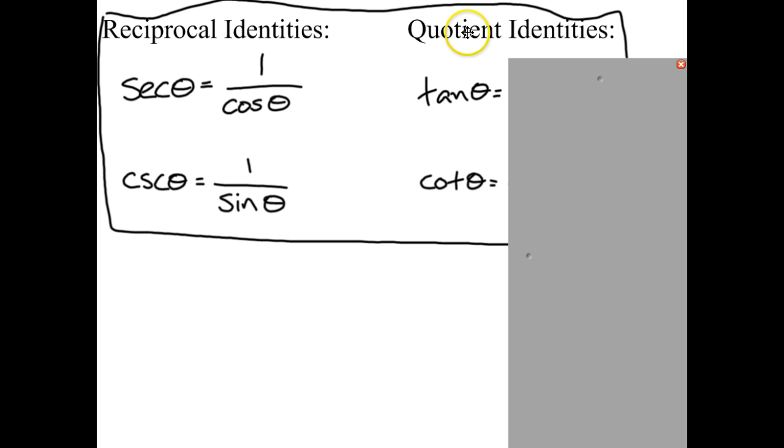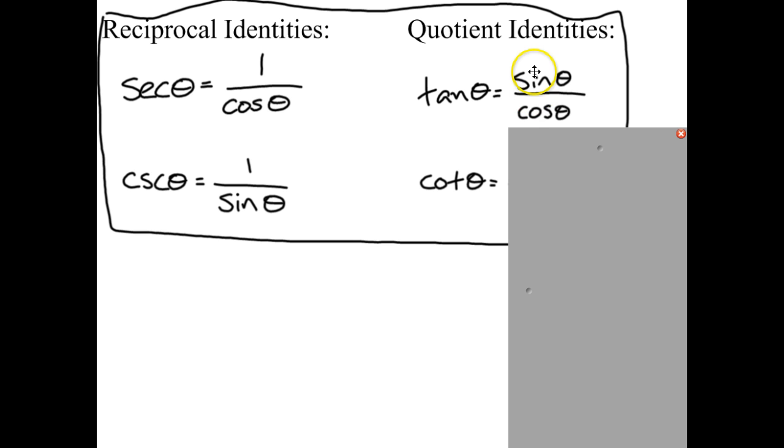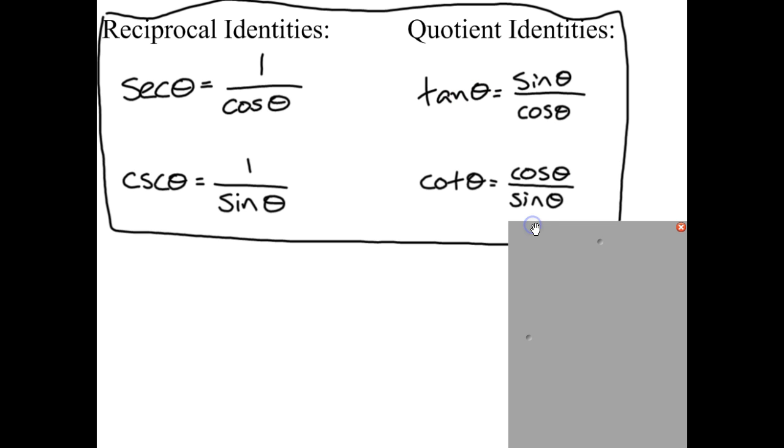Next, we've got the quotient identities. Quotient means a division. Do you remember that tangent is equal to the y over the x back in our box quiz? Well, you should also remember that sine was equal to the y and cosine was equal to the x. So therefore, tangent is equal to the y over the x, in other words, the sine over the cosine. You probably also remember that cotangent was the x over the y. It was the reciprocal of tangent. Well, that just means it's the cosine over the sine.